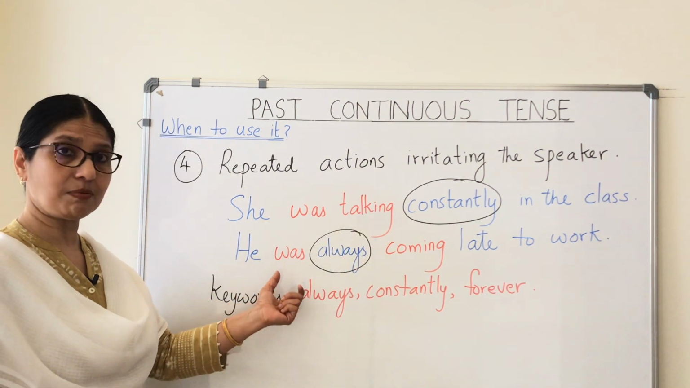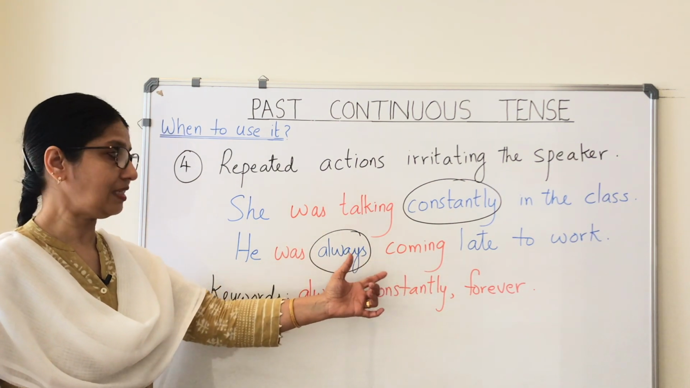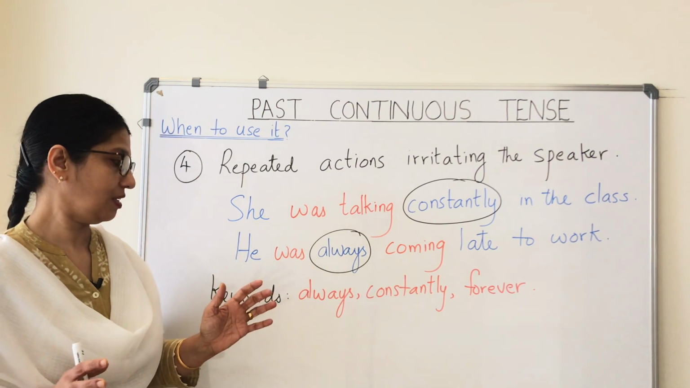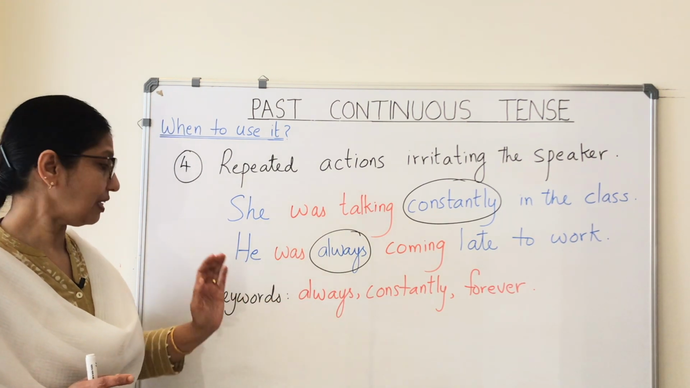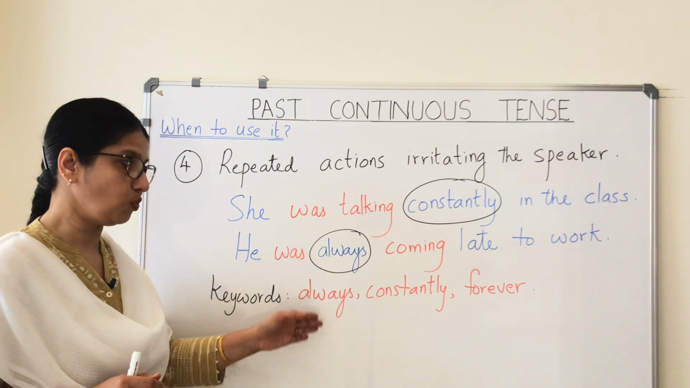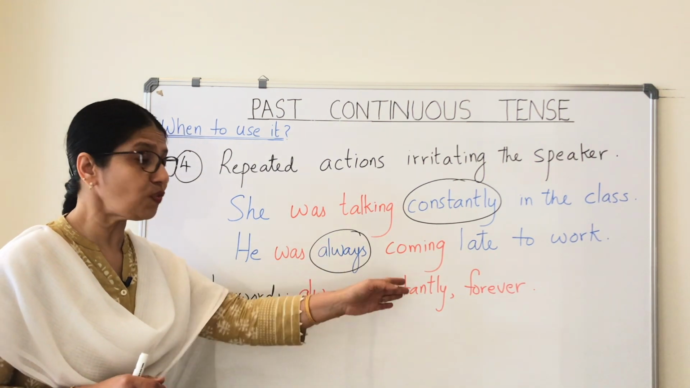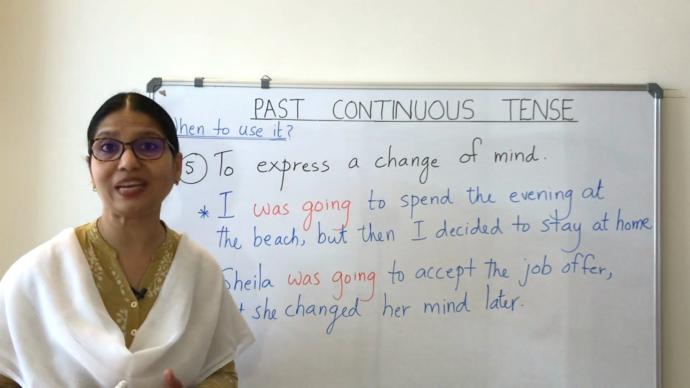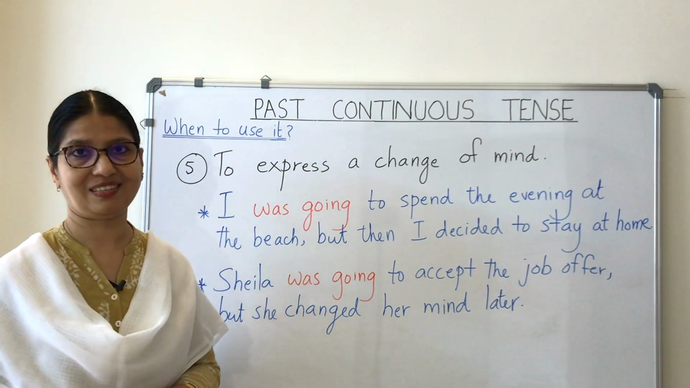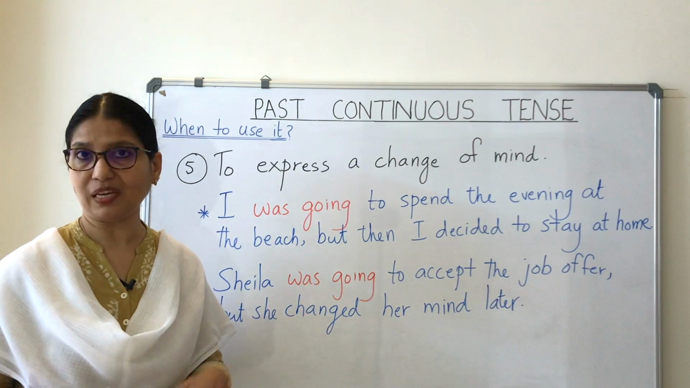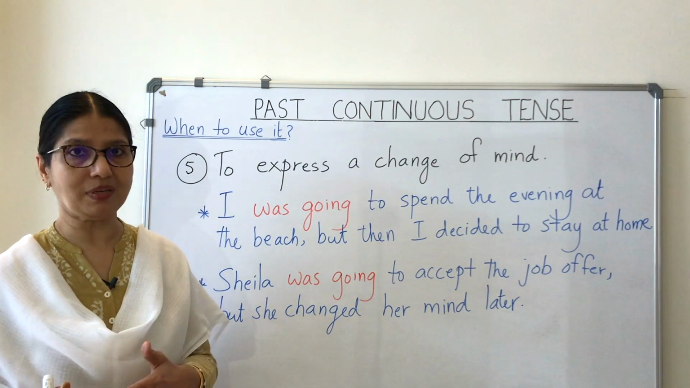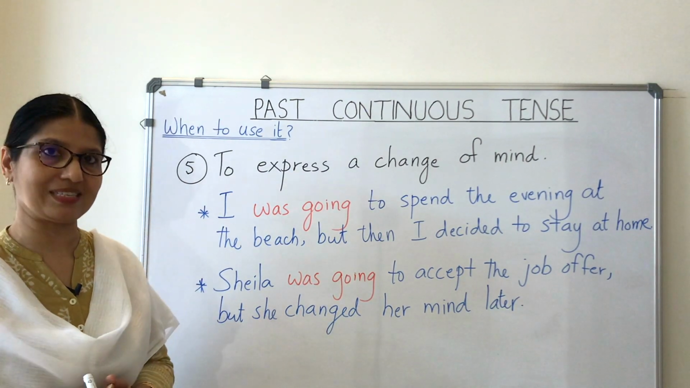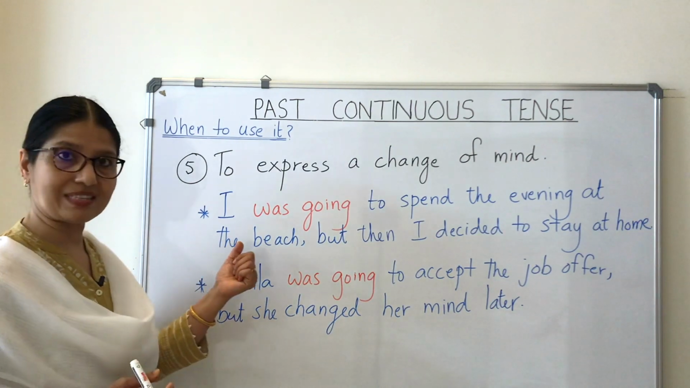So here the verb is was coming, and this frequency adverb is inserted in between to show that it was like a habit. And in this case, we see that the keywords used are always or constantly, and also we have forever. The past continuous tense can also be used to express a change of mind. That is, the speaker perhaps was planning to do something, but later he changed his mind and decided to do something else. So let's read the first example.